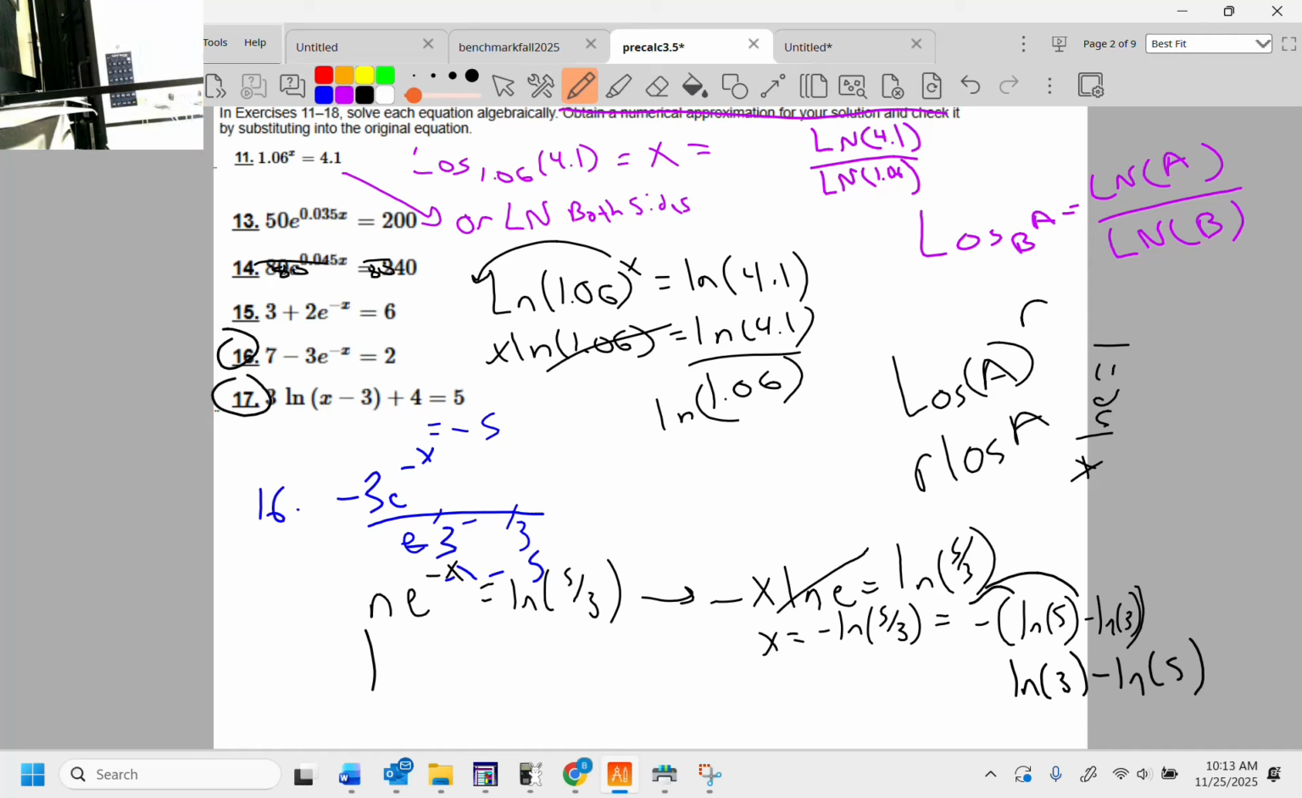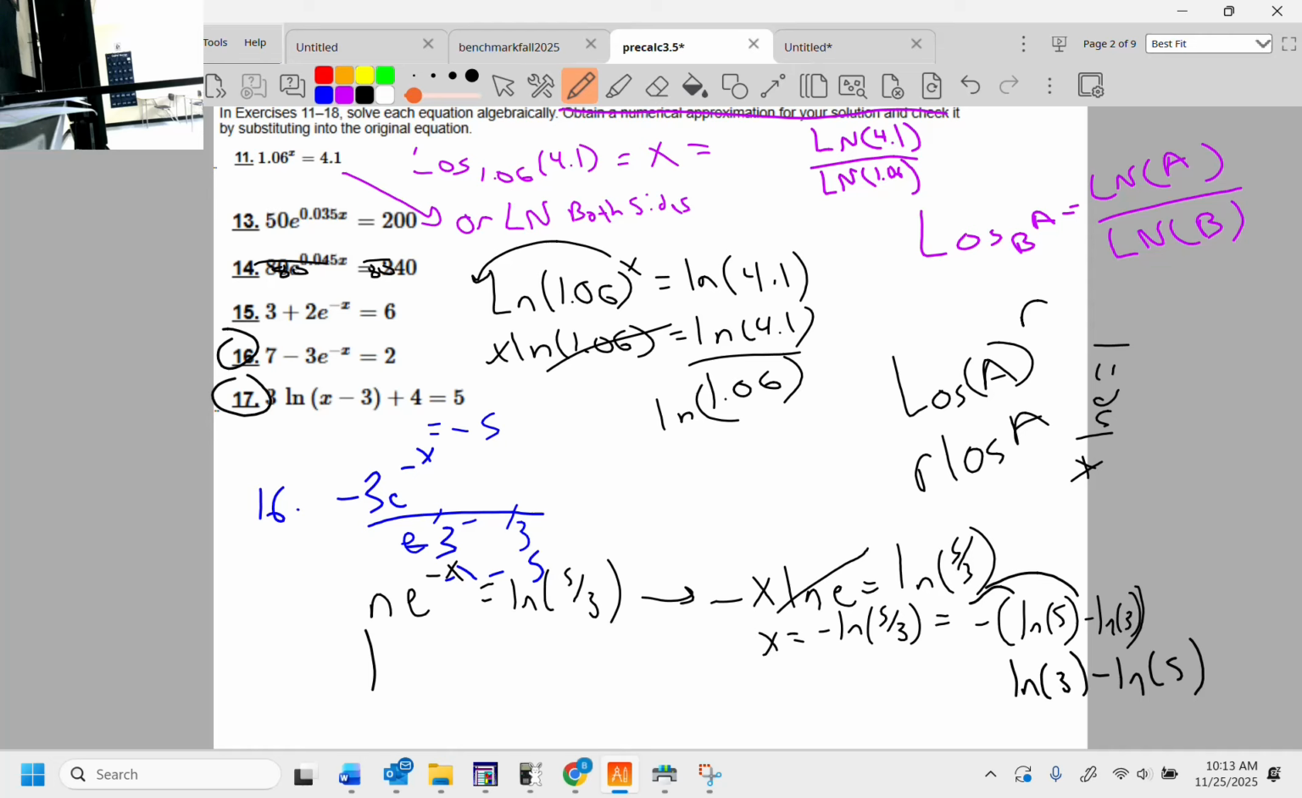A good standardized test would not stop at negative ln of 5/3. A real standardized test would have an answer that looks like that. I wouldn't dumb it down like they did for college algebra kids. That's what a real standardized test answer looks like, because it's checking to see if you know all your properties.